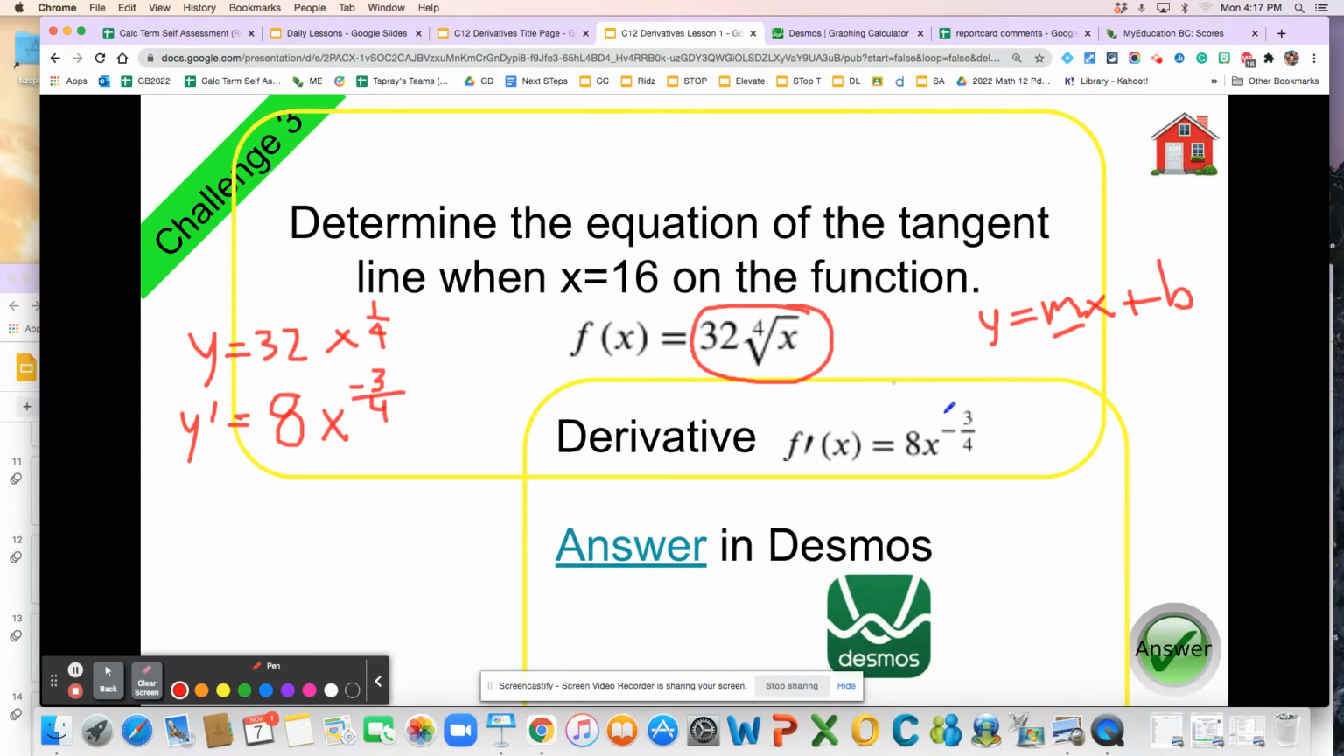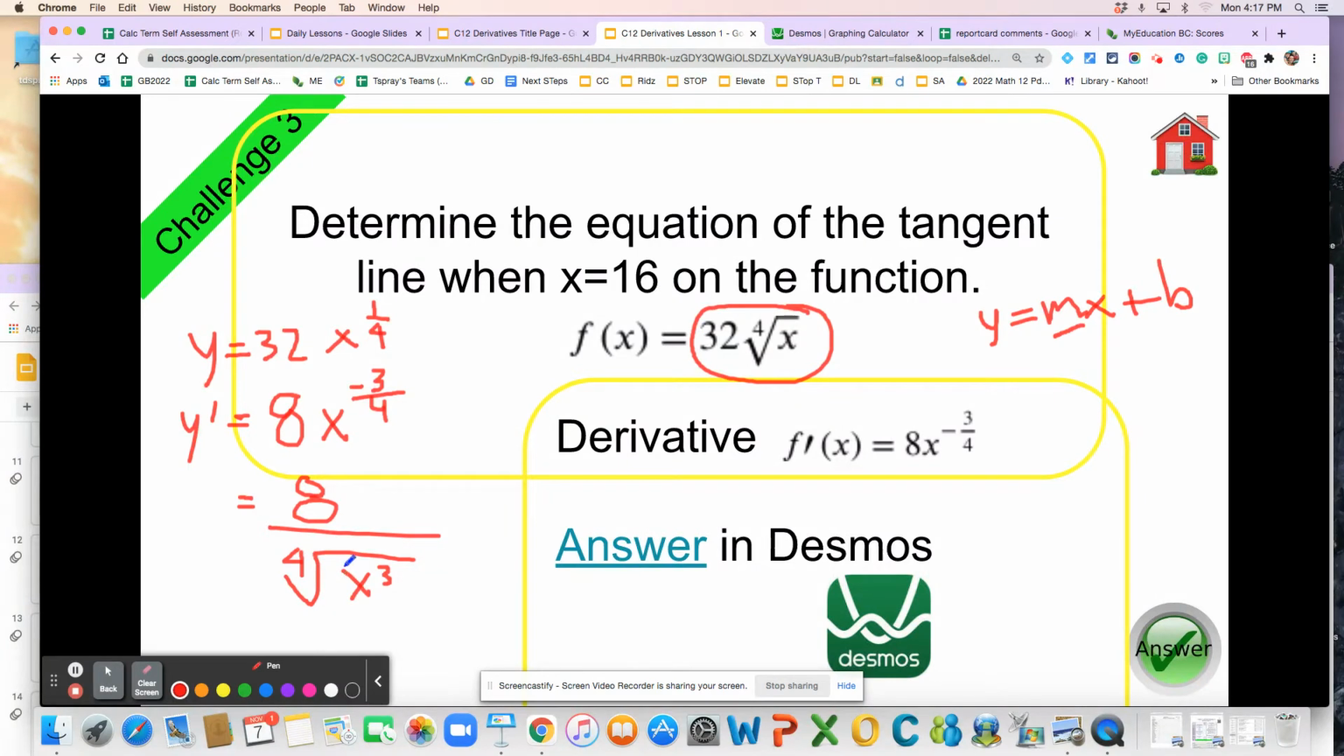Then the next thing we're trying to figure out is, that's the derivative. Now we want to find the slope when x equals 16. So one of our skills is making sure we know how to simplify these things. I tend to leave things in radical form when I'm computing them. You don't need to, but I'm going to.